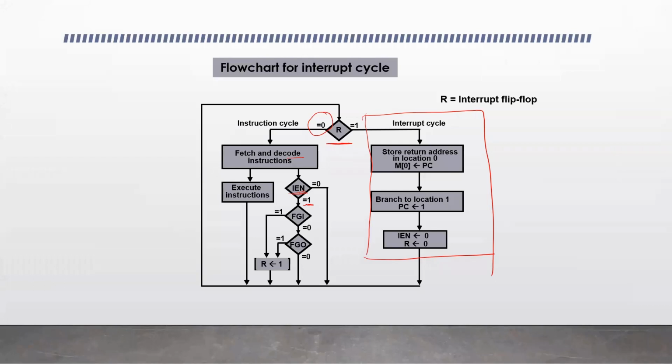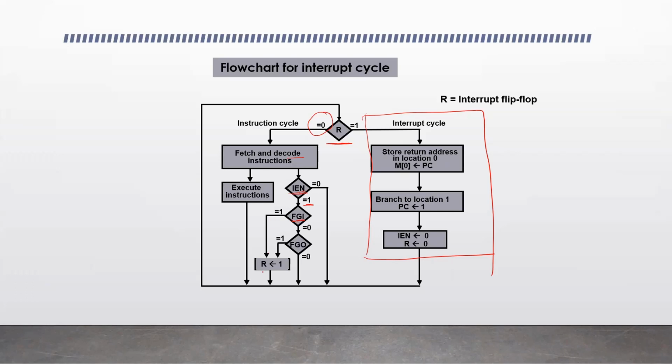Now the computer has to find out whether the interrupt is from the input device or from the output device. To check that, it checks the input flag first, FGI. FGI is set to 1 when there is input to be accepted. If it is 0, it checks the other flag, FGO. If FGI is 1, it means there is an interrupt from the input device, so there is some input to be read.